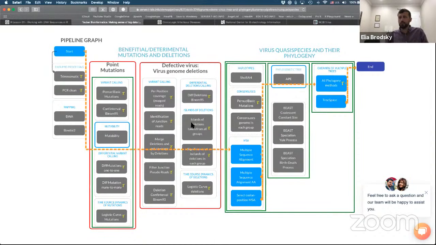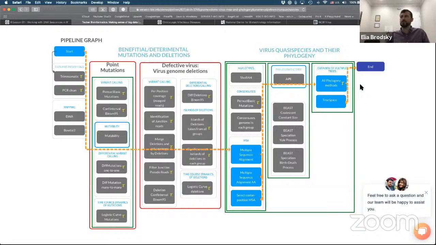All right, so for Amy, again, I'm showing here on the screen, you go from start, multiple sequence alignment, AA, select codon position MSA, and then all phylogeny methods, tree space, and end. You can review the video afterwards and try to replicate these steps.